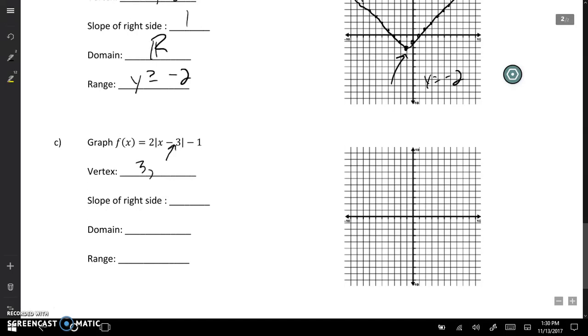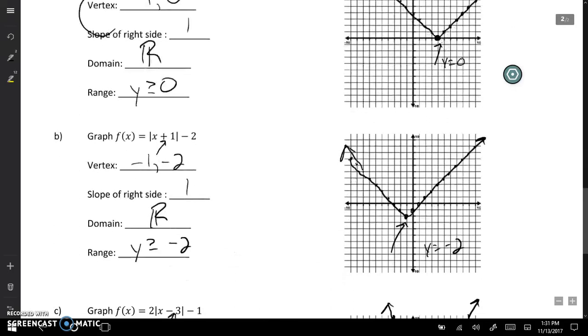The vertex here is (3, -1). Remember, x is always opposite, the y is the way it is. There's 3, there's -1. Now my slope of the right side is 2, or 2 over 1. So I go up 2 over 1, up 2 over 1, up 2 over 1. Great. Now we're going to go up 2, back 1. And there is your graph. Domain, all real numbers. Your y value, y is greater than or equal to -1.